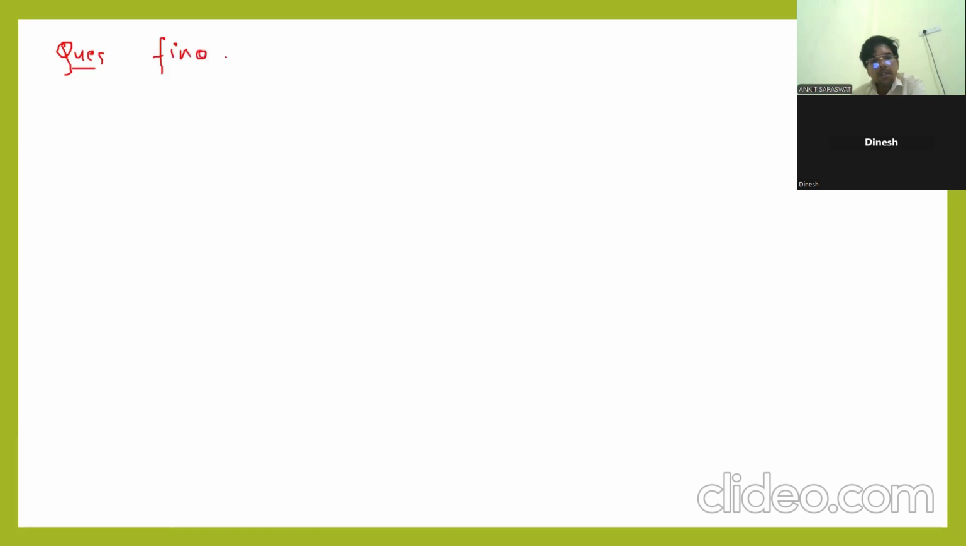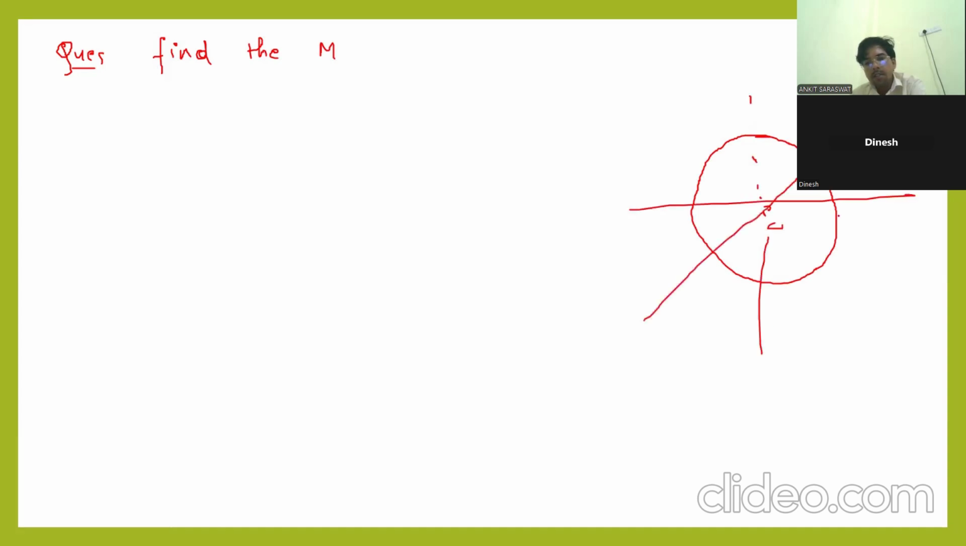Sir, find the moment of inertia. For a ring, the moment of inertia about the axis passing through the center, perpendicular to the plane, will be MR square only. About a diameter, it is MR square by 2. If we tilt the ring, that axis will act like a diameter only. See, our diameter is passing through the center.